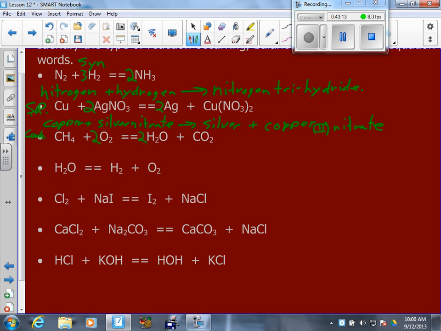To write this out in words, this is molecular. It would be carbon tetrahydride. Its common name is methane. It's fart gas. I would accept either on a test, but carbon tetrahydride is probably the best way to go. Plus oxygen, gives us water. And please, don't bother writing dihydrogen oxide or hydrogen hydroxide. Just write water. Everyone knows that's what it is. Plus carbon dioxide.